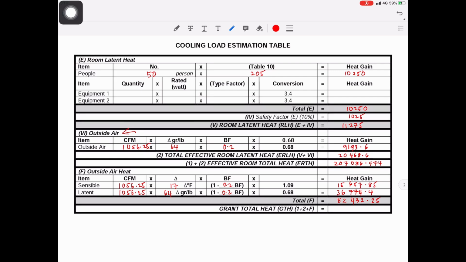Now we can obtain the grand total heat by adding these two values. The grand total heat for the general office, specifically for our example, is 259,518.724 BTU per hour. Do you get the same values as me?